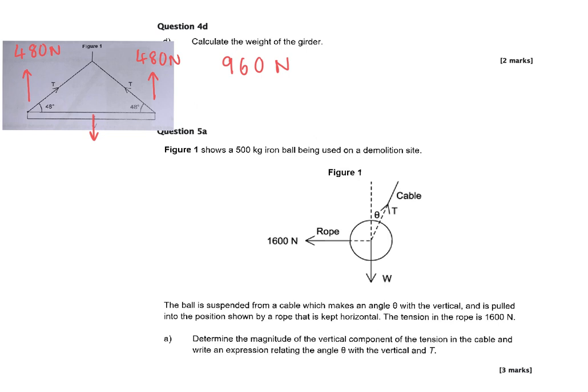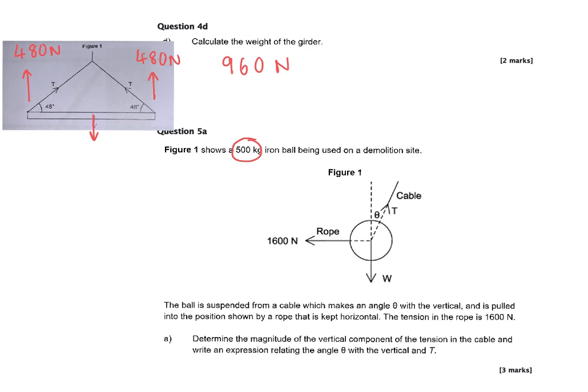Okay, question 5a. Figure 1 shows a 500 kilogram iron ball being used on a demolition site. It's suspended by a cable, which makes an angle with the vertical, and it's pulled in position by a rope with tension 1,600 newtons. Determine the magnitude of the vertical component and write an expression relating angle theta with the vertical and T.